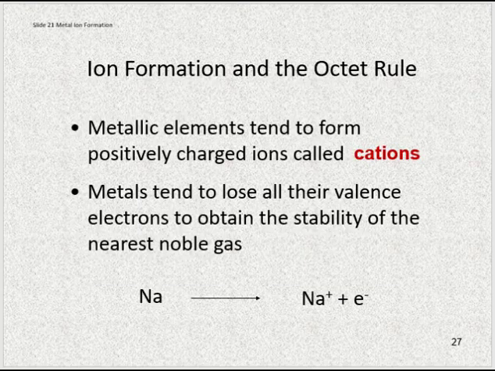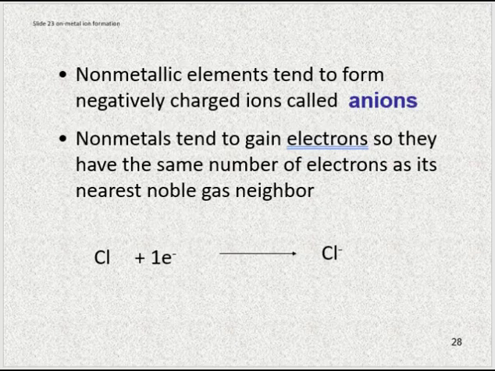Now, ion formation adheres to the octet rule as well. Metallic elements will tend to form positively charged ions, or cations. These metals will tend to lose all of their valence electrons to obtain the stability of the nearest noble gas. Now, nonmetallic elements tend to do exactly the opposite. Nonmetals will gain electrons so that they can have the same number of electrons as their nearest noble gas, meaning they tend to form anions, or negatively charged ions.